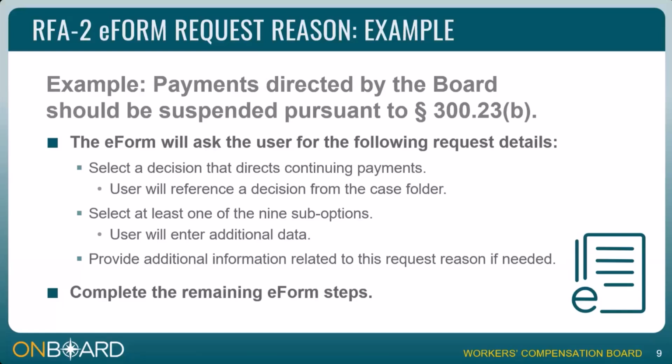The user can provide additional information related to the request reason if needed. This is all the information on the request details step. Once the request details step is complete, the user can add another reason or move forward to complete the remaining e-form steps. The remaining e-form steps include additional proposed findings, supporting documentation, certification, and attestation.